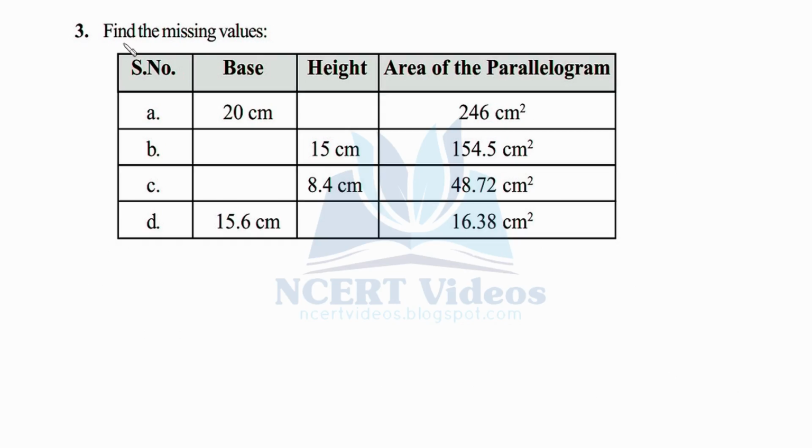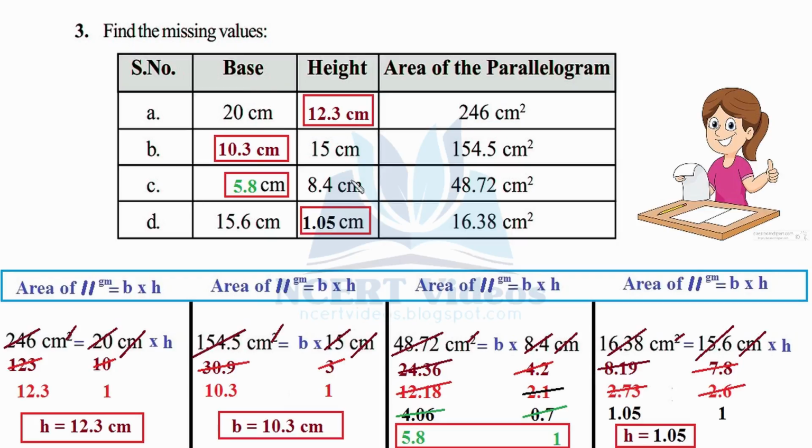Question third, find the missing values. So we are given the missing values, we have to find them with the help of parallelogram. In this question, we will use the formula of area of parallelogram and put the values which are given to us, and with the help of algebraic expression, we will deduce the unknown quantity. Simple. Let's see the A part.